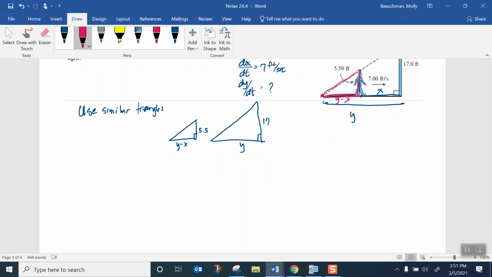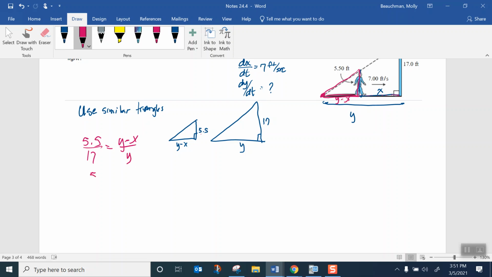So we have the two items that are moving, dx/dt and dy/dt. So dx/dt represents the rate that the man is moving towards the street light, and that's 7 feet per second. Dy/dt is this point back here. That's going to represent the rate at which his shadow is moving. So if we use similar triangles, you can set it up in a lot of different ways, but if you take 5.5 to 17, it's the ratio of two sides. The ratio of 5.5 to 17 is the same as the ratio of y minus x to y.